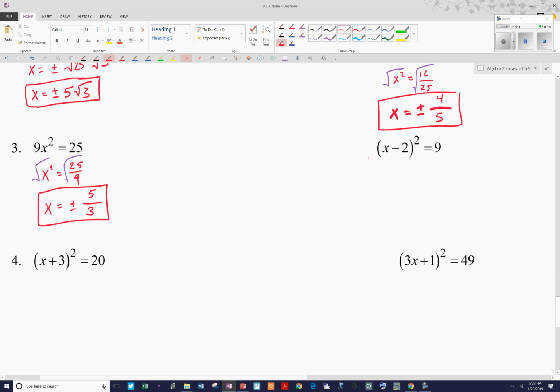Now we get a little different here, because notice it's not x squared now. Now it's some sort of binomial squared. I got good news for you here. You do not need to worry about foiling these out. You don't have to write that out as x minus 2, x minus 2. You can't bring that 2 in like that because of the subtraction on the inside, so don't do that.